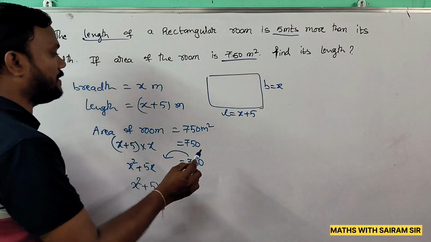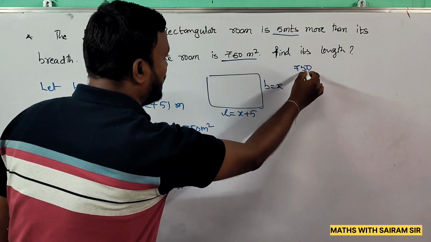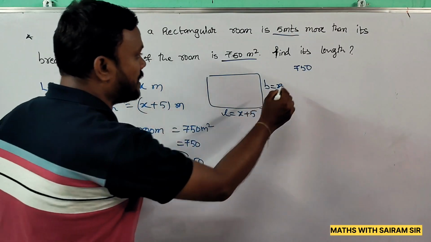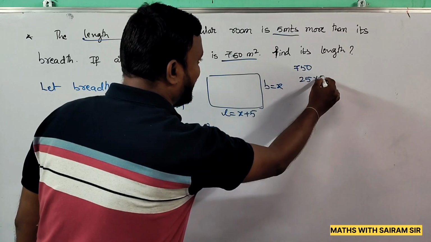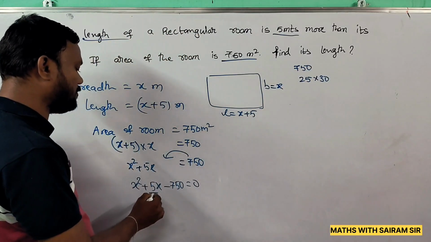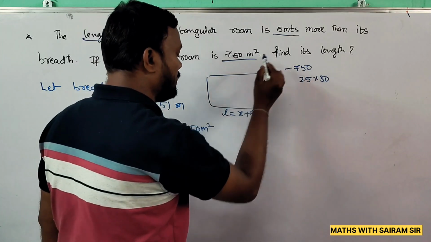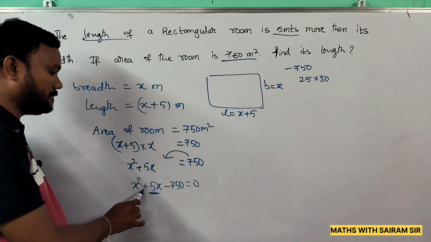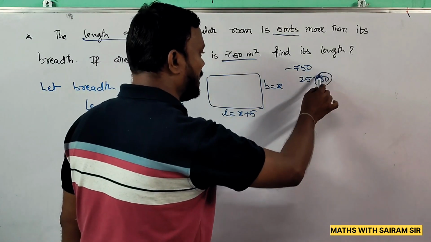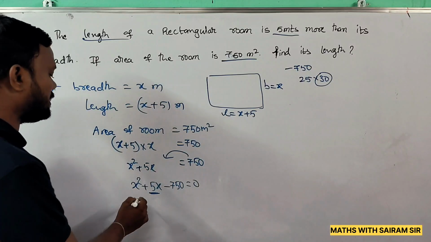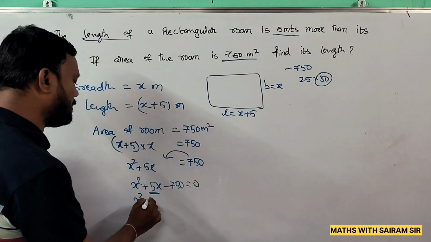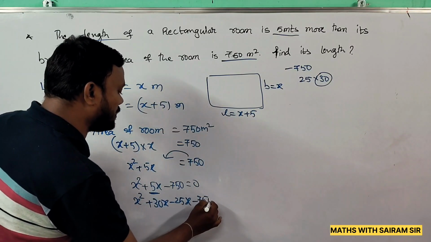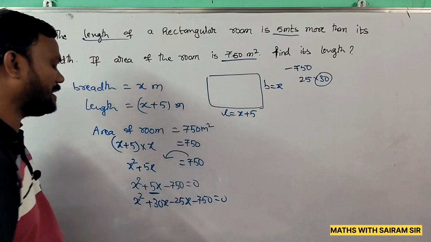So to factorize this, 750 is nothing but 75 tens. 75 can be written as 25 threes. So 750 can be written as 25 into 30s, we can take 750. And to get minus 750, definitely any one of them should be taken as a negative. But to get the second term positive, we need to take the greater number as positive and smaller number as negative. So that's the reason we can split it as x square plus 30x minus 25x minus 750 is equal to 0. 30x minus 25x, that gives you 5x.